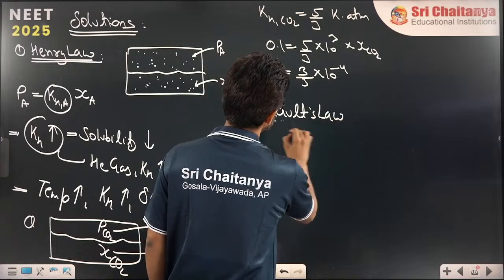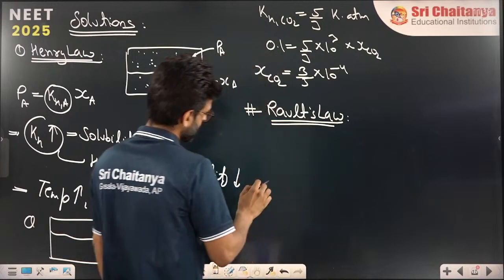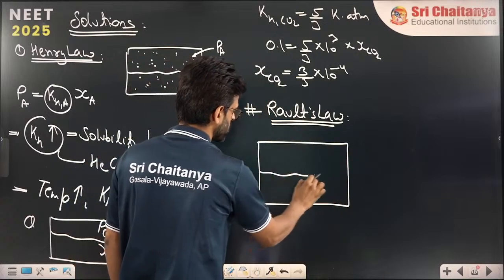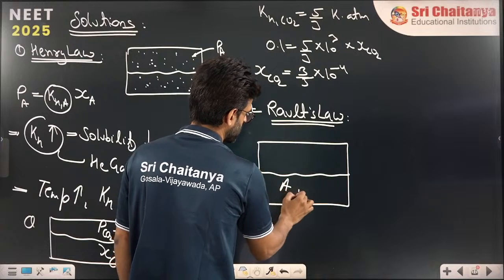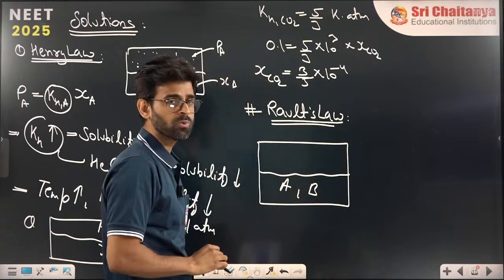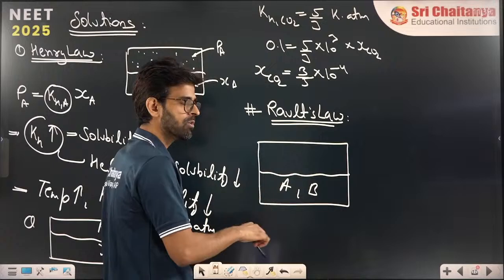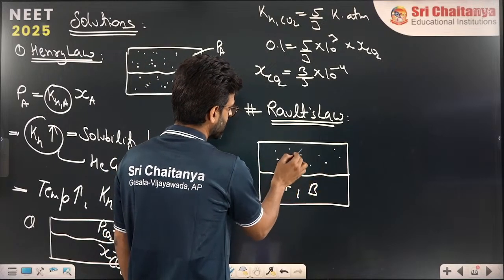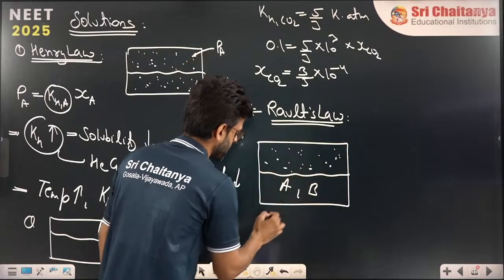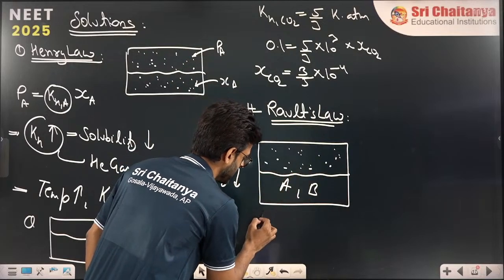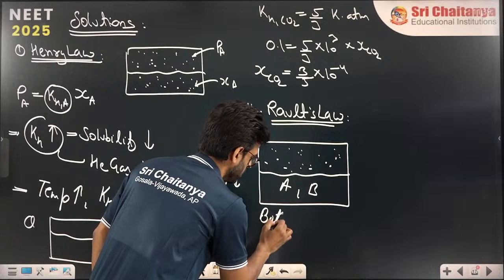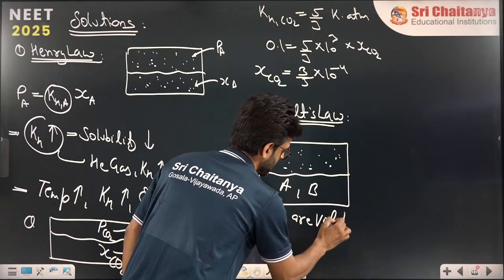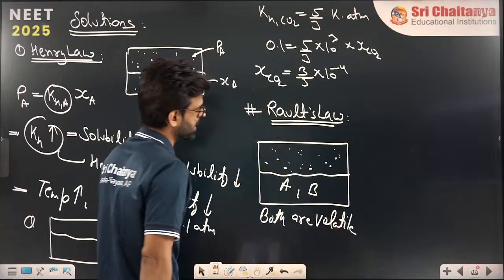Raoult's law is also very important, right? What is Raoult's law? Imagine I have a solution of A and B. There are two liquids, A and B, and both are volatile. Vapors of A and vapors of B are coming off. Both components are volatile, A as well as B.